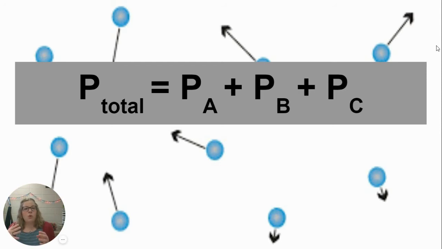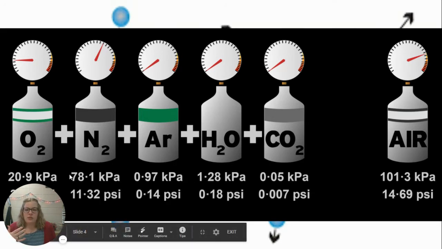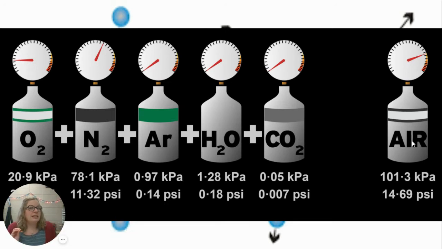So if you know the pressure of a bunch of different gases, you could add them all up and get the total pressure. So for example, here we have 5 containers of gases. We've got oxygen, nitrogen, argon, water, and carbon dioxide. If I know all the pressures of each individual one in this mixture, which happens to be air, then all I have to do is add those up and I will get the total pressure. Literally, it's that simple. So if you can add or subtract, you can use Dalton's law.